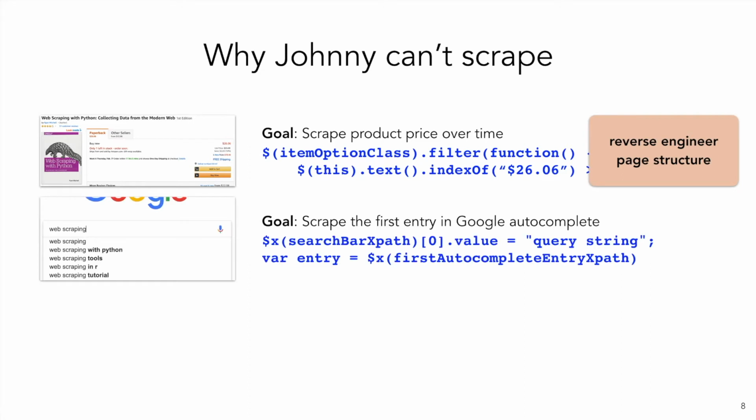Okay, here's another snippet, which again, I'm going to tell you ahead of time, is not actually going to work. Our goal here is to scrape the first entry in the Google autocomplete menu. We're going to put this query string into that text box that you see right there, and then go to the place where that first autocomplete entry should show up. Take a moment to think about why this might not work.